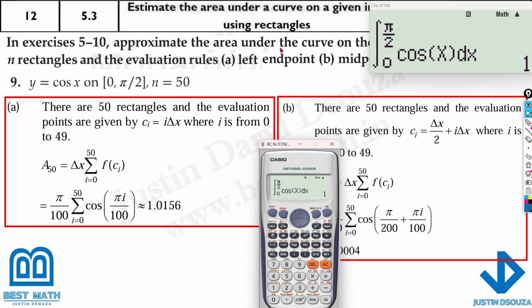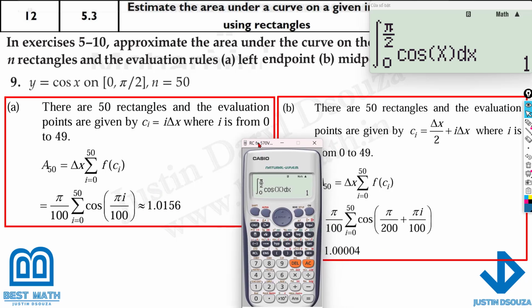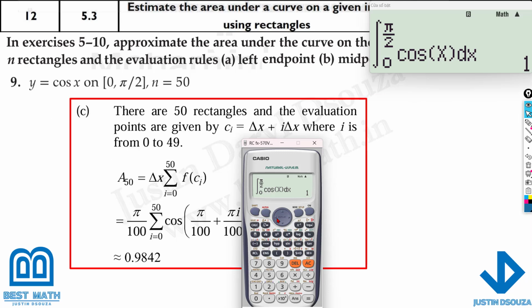You can see it's overestimated because over here, again, it's a decreasing function. It's cosine, right? From 0 it decreases to pi by 2, so that's why it's overestimated. Here it is almost accurate, 1.004, and it is underestimated here.